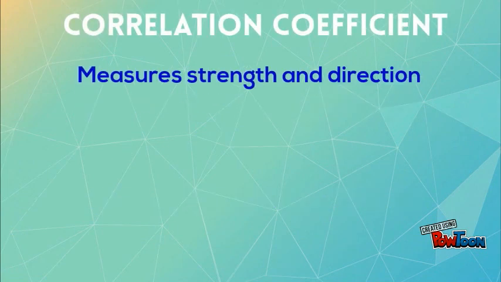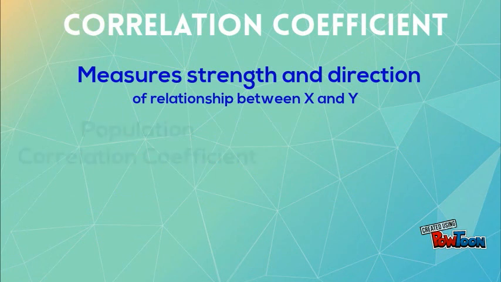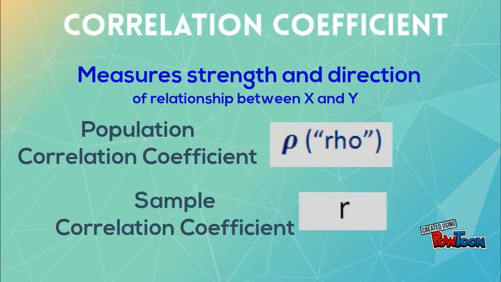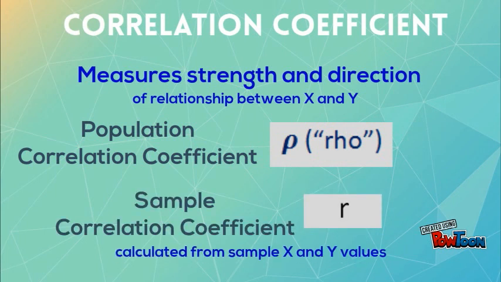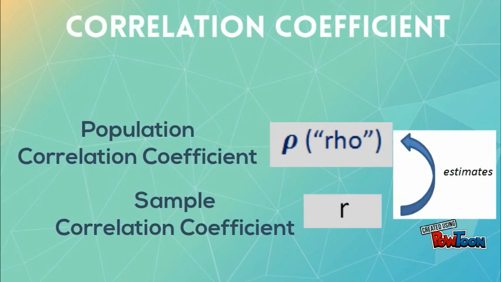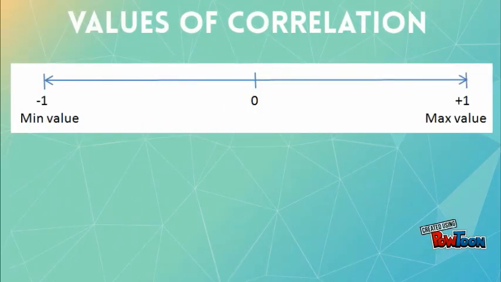The correlation coefficient is a way to measure the strength and direction of this relationship. The correlation between the variables x and y in the population is called ρ. The sample correlation coefficient, which is called R, can be found using formulas based on sample x and y values, but is usually calculated using software. We can use R to estimate ρ. The correlation coefficient can vary anywhere from -1 to +1.